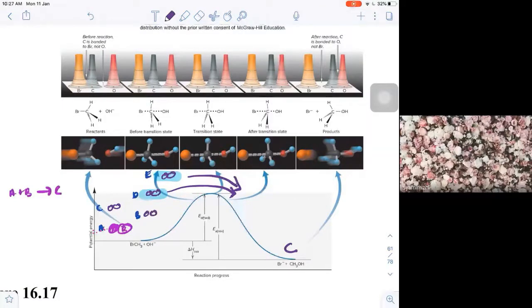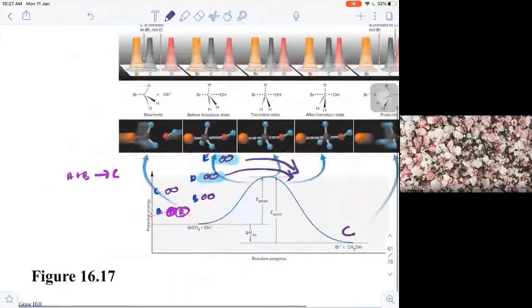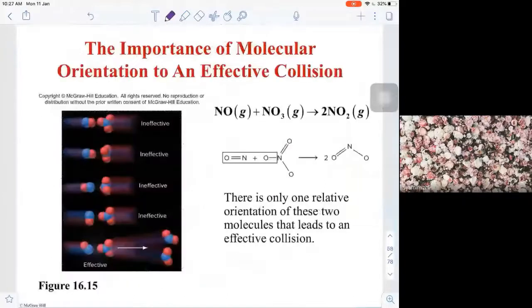And then the second requirement for the effective collision is that the collision must occur with the appropriate molecular orientation. That can be observed from this figure 16.5. If we look at this figure, it is a reaction between nitrogen monoxide and nitrogen trioxide. We said that the reactants must collide for them to react, but it is not necessarily so that when they collide, they will produce nitrogen dioxide. The collision must occur with the appropriate molecular orientation. Look at the first set. 1, 2, 3, 4, 5. There are 5 sets of collision given.